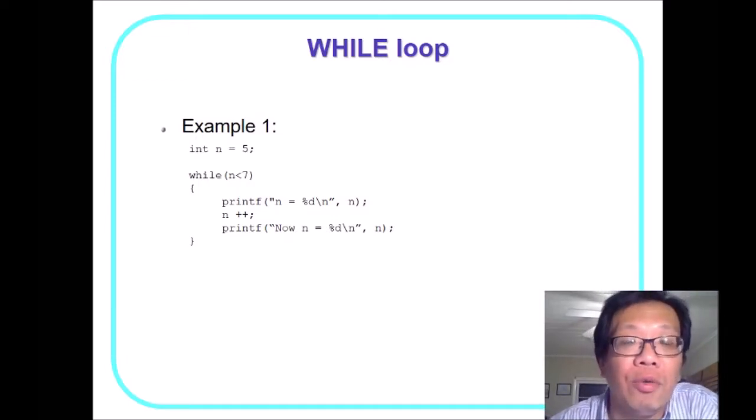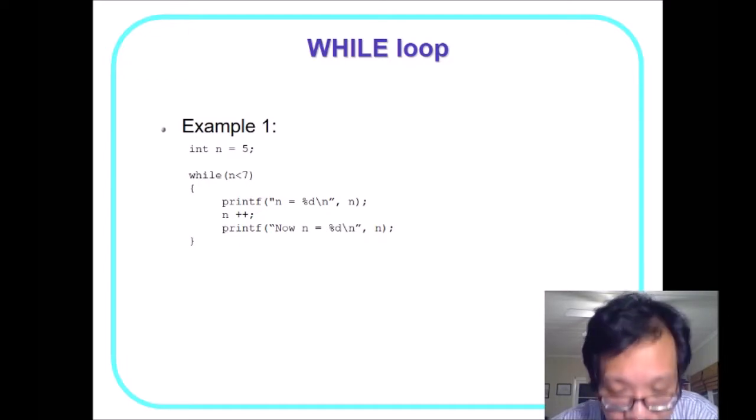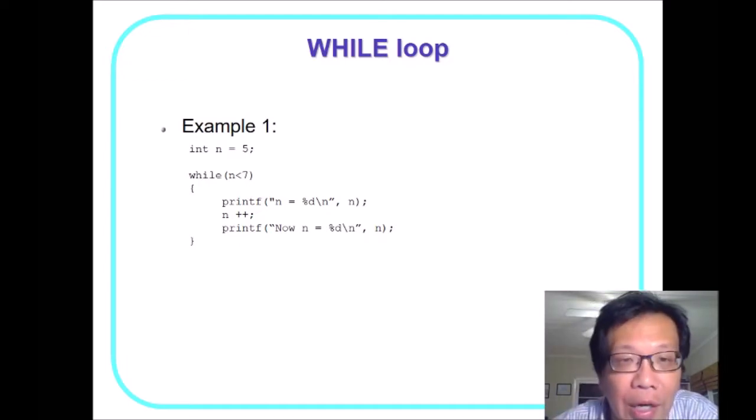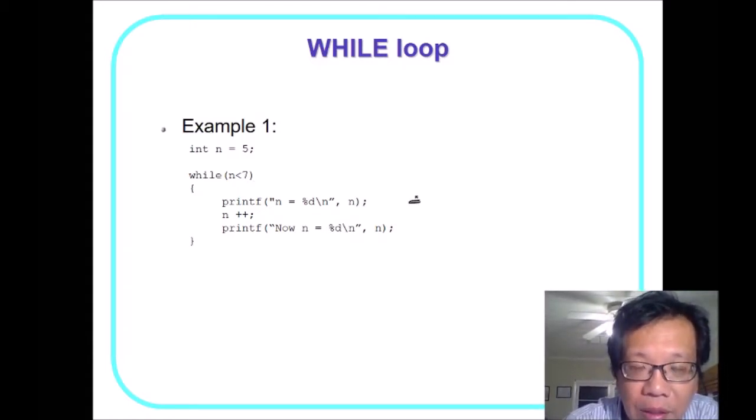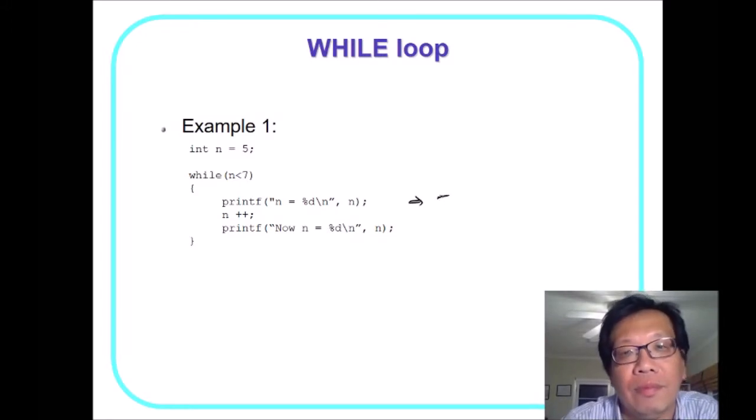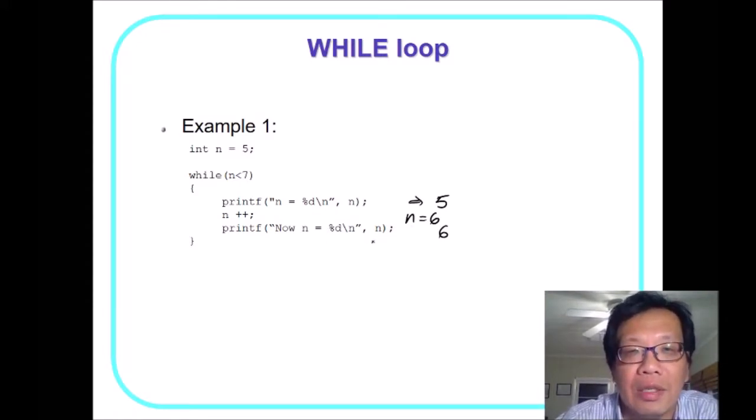Initially, we start a number n which equals 5. So the first time we run this code, we print out 5. Then n has been added by 1, so n equals 6. Now we print 6 again.